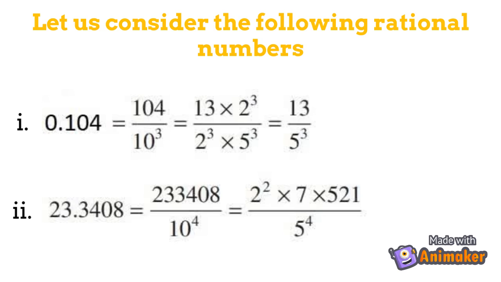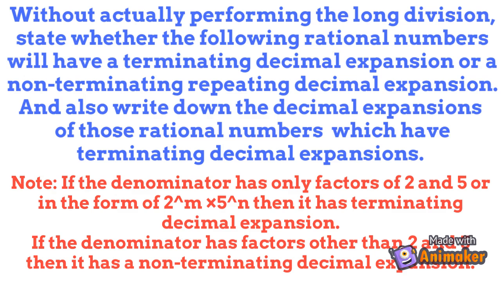Let's see our second example, and that is 23.3408. So we can write it like this: 233408 divided by 10 to the power 4. Why 10 to the power 4? Because after the decimal point there are 4 digits. That's the reason we wrote 10 to the power 4. So after taking out the factors of 233408, we get 2 to the power 2 into 7 into 521 by 5 to the power 4. Why 5 to the power 4? Because 10 to the power 4 means what? 10,000. That's why it came 5 to the power 4.